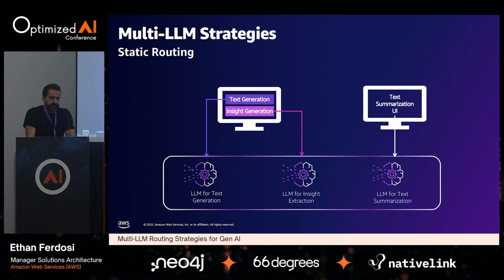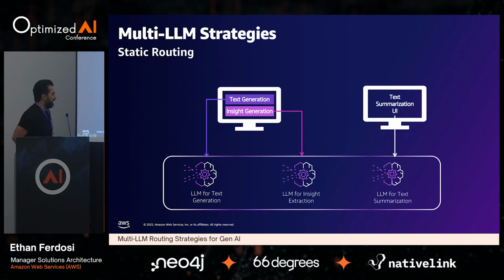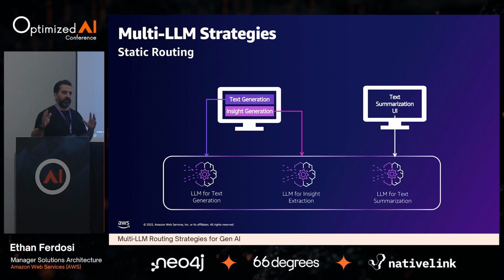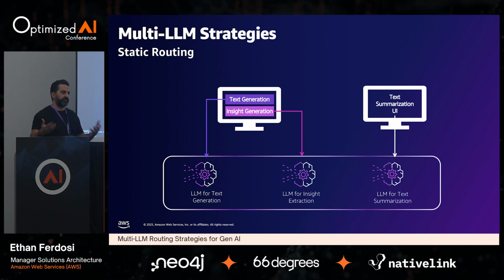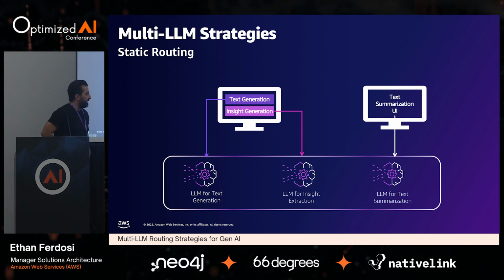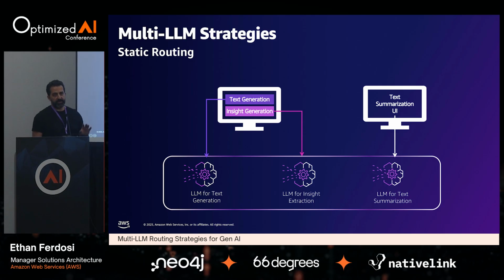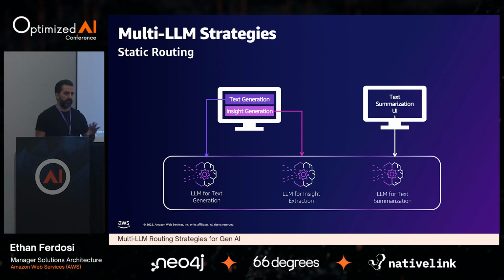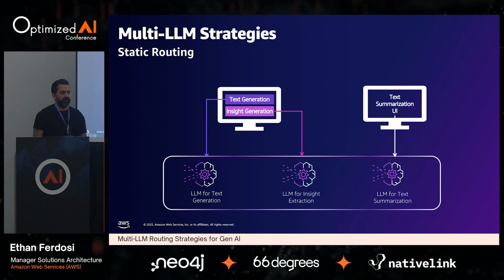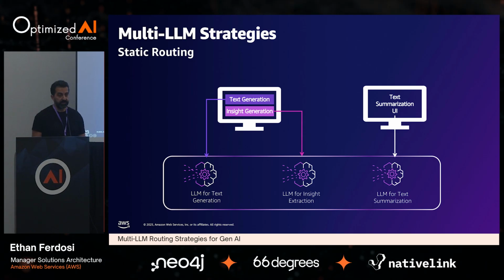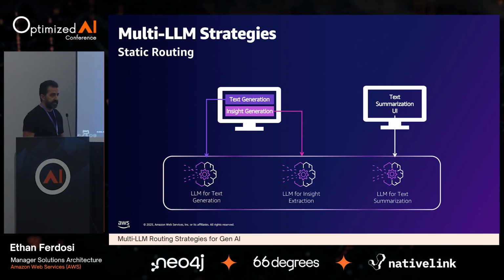Let's look at some of the strategies now. We talked about the high level of what the benefits and cons are, but when it comes to implementation, there are different ways to do it. I'm going to talk about three main strategies for this kind of multi-LLM application. The first one is static routing. As its name says, it's very simple.